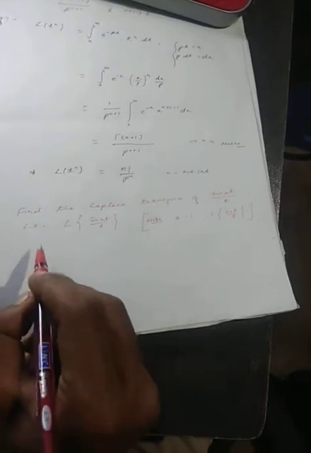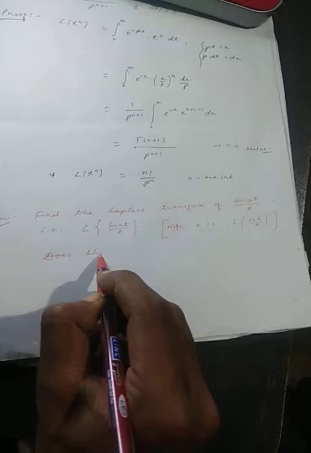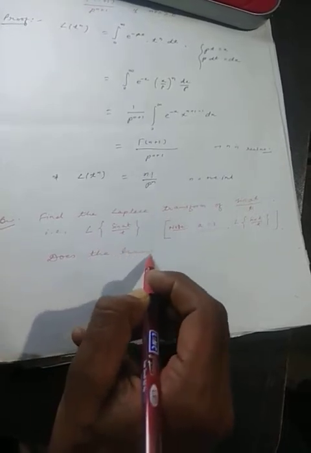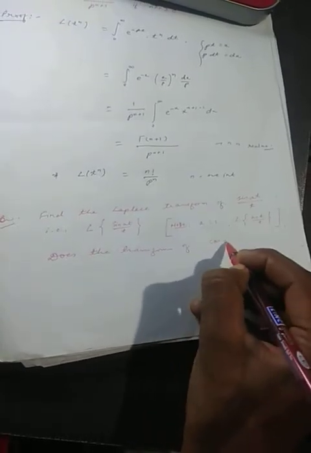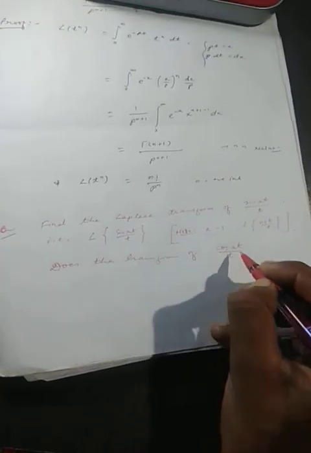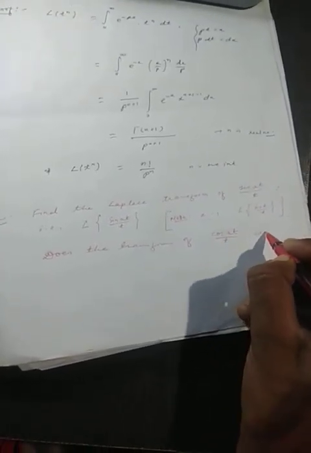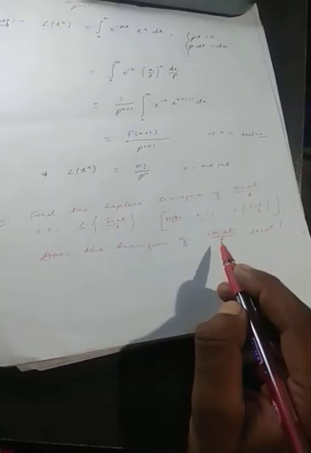And along with this question they ask: does the transform of cos at upon t exist or does not exist? Existence of the transform of cos at upon t is asked here. So look at the question first, and I am giving you the solution now.